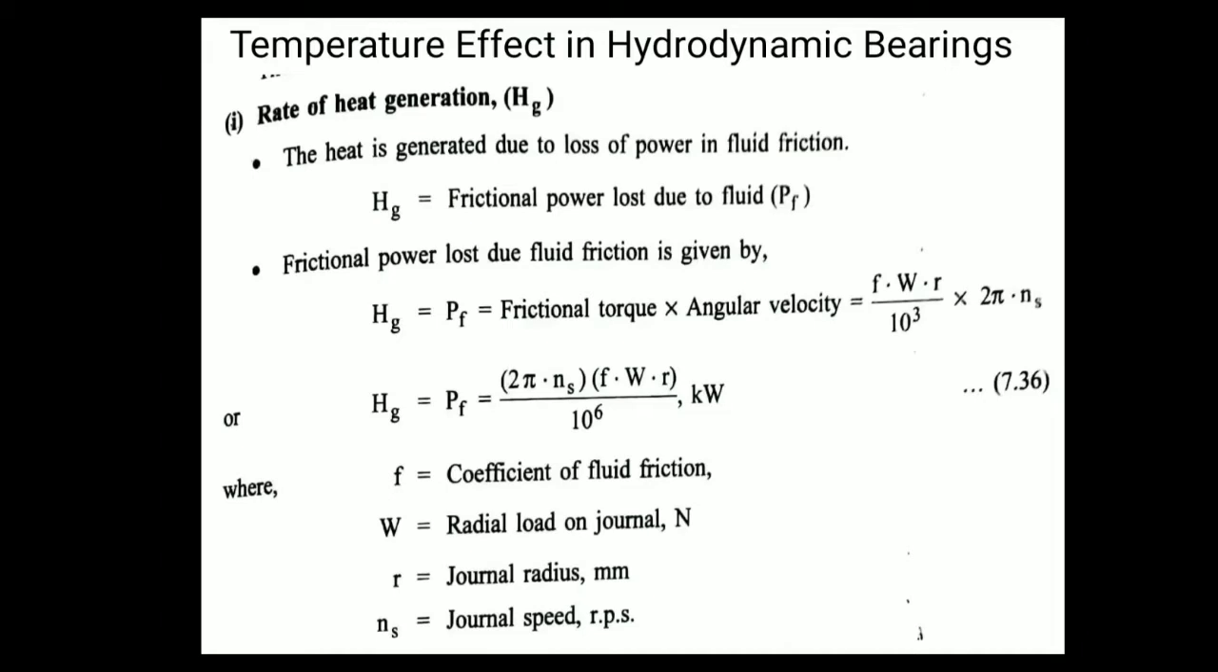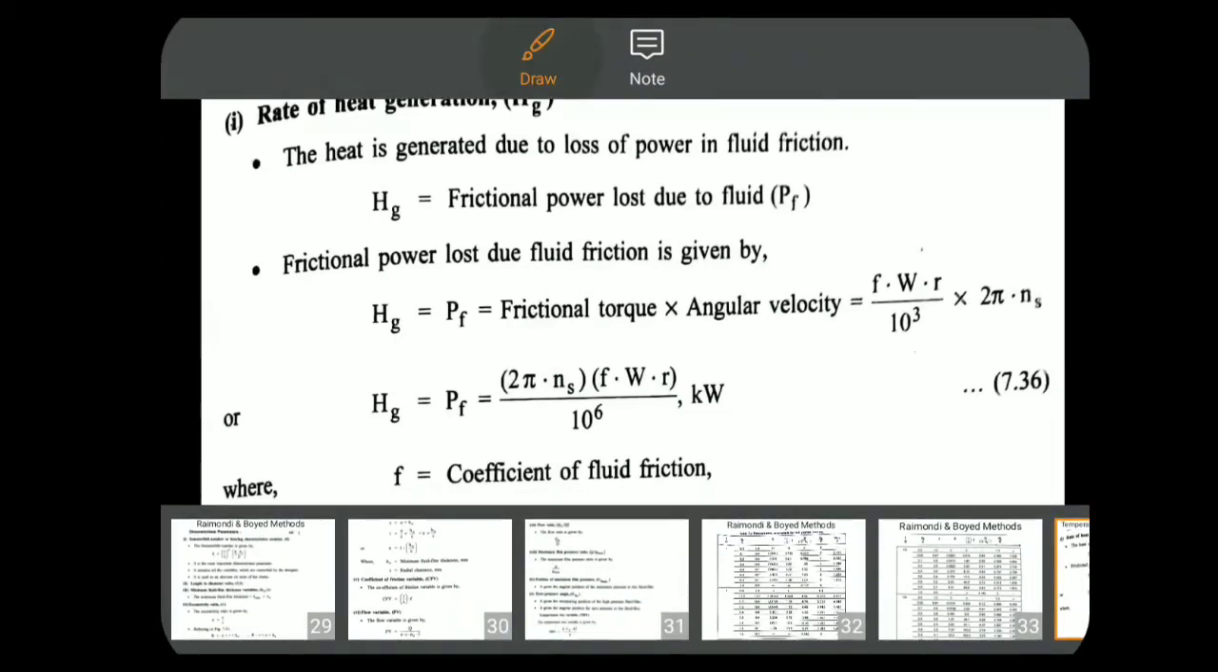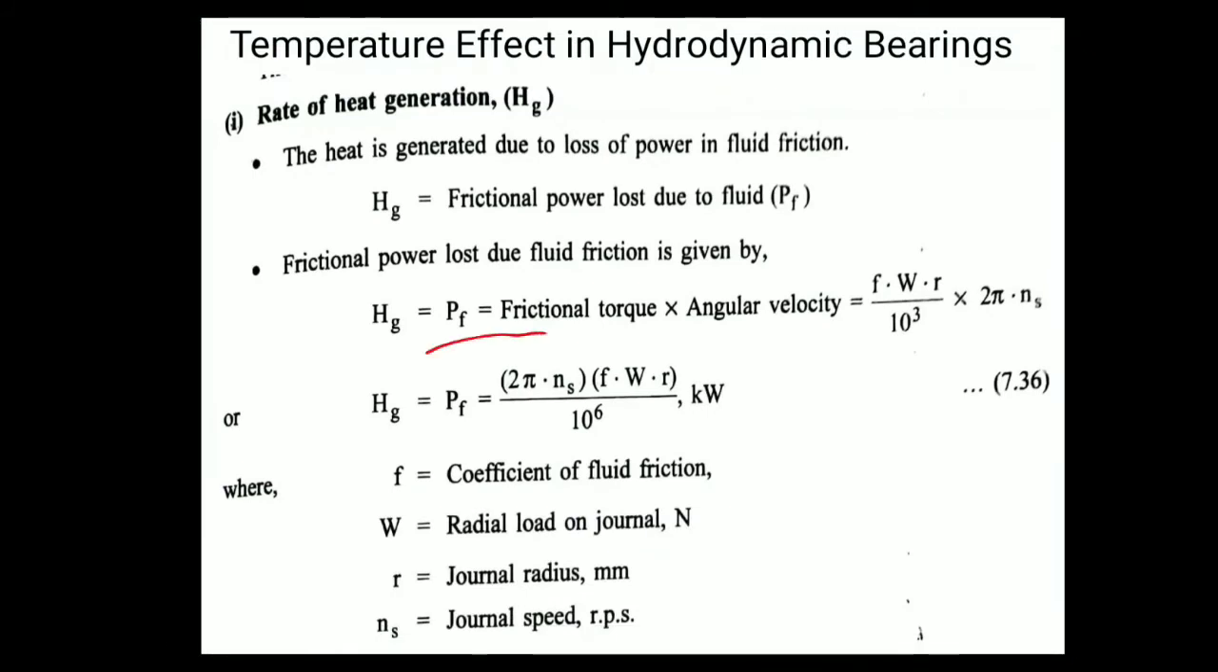So rate of heat generation: we can say total heat generation is equal to power lost, as we know, and we can give the indication PF. In this case, I have given here the PF indication. So heat generation is equal to frictional torque into angular velocity. This will be the equation for the sliding contact bearing because of the velocity required for the lubricating oil. So heat generation is equal to friction torque into angular velocity.